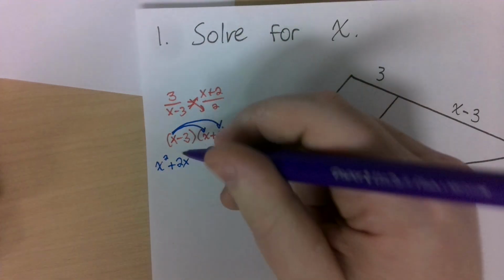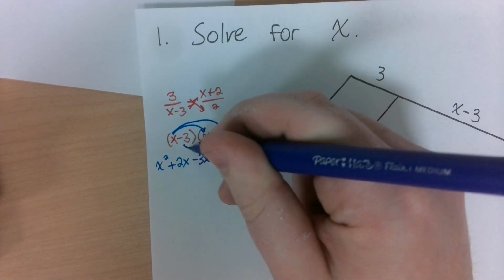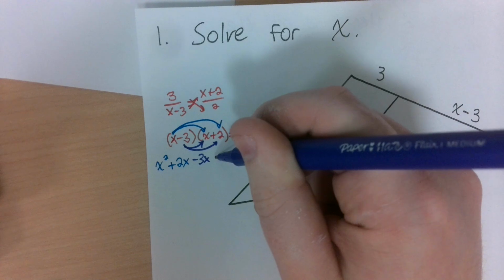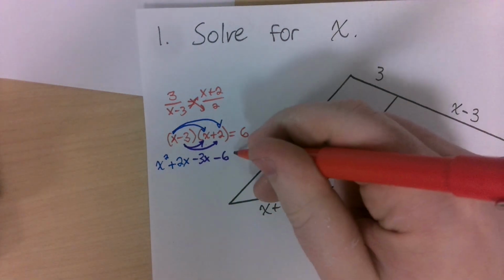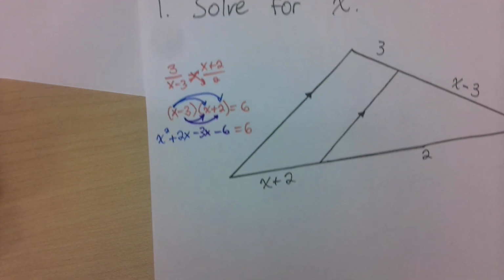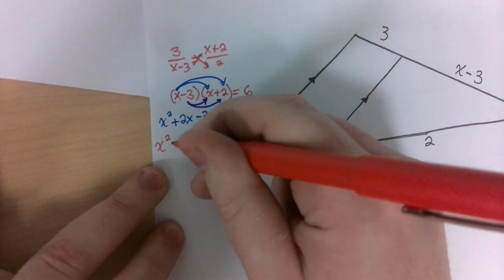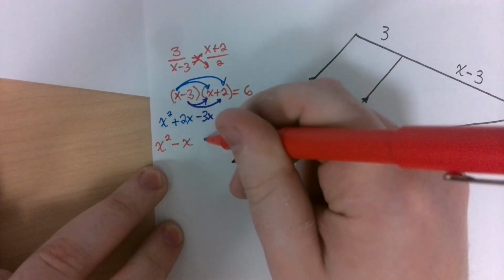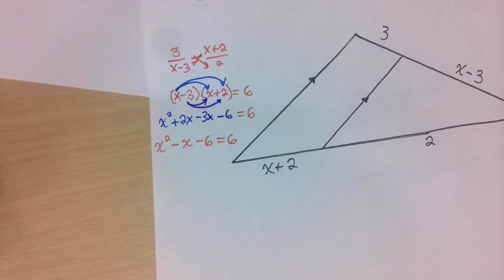And now we multiply the negative 3 to everything. So negative 3 times x is negative 3x. Negative 3 times 2 is negative 6. And like we said, this equals 6. When we simplify this polynomial out, we are going to get x squared minus x minus 6 equals 6. And this is where we sort of get stumped.